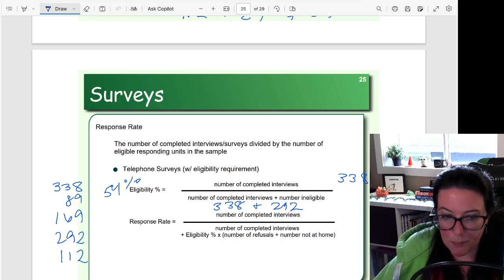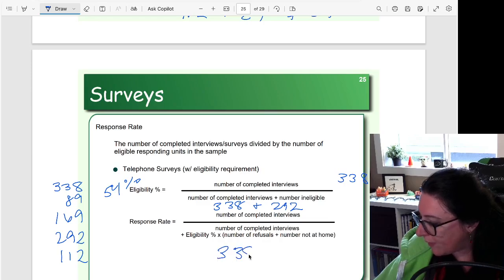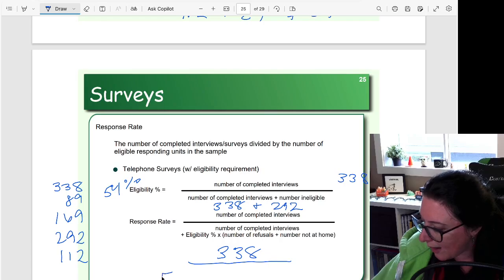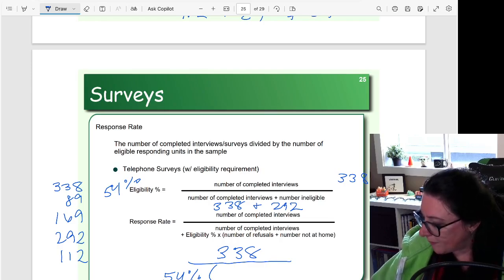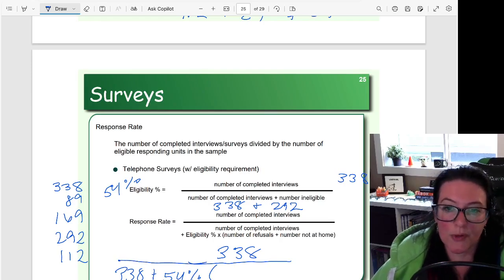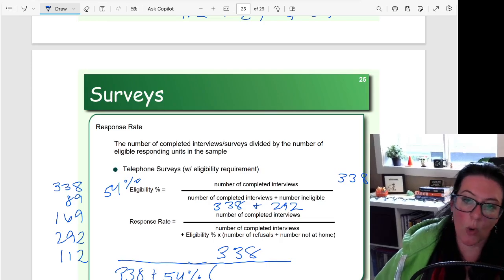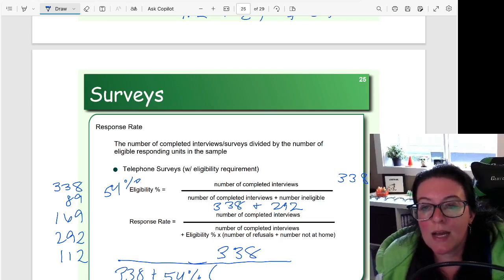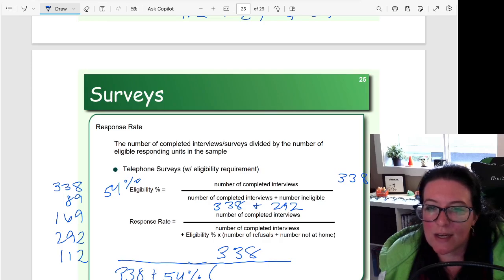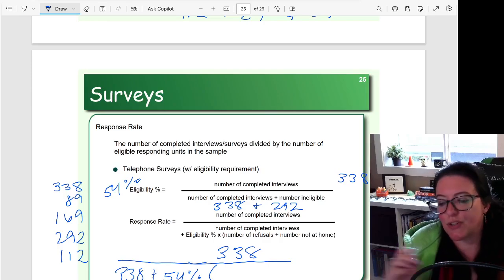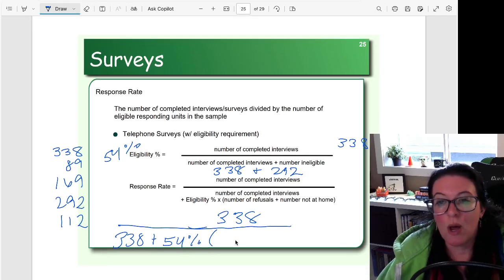So now we're looking at the response rate. We would look at the number who completed the interview, 338. We would have our 54%. And that 54% is going to be times the number of refusals and the number not at home, because we're assuming that not everyone who refused is eligible. And so we really only want to consider that percentage of the refusals that would have been able to answer our survey and would have had the knowledge, but they chose not to.